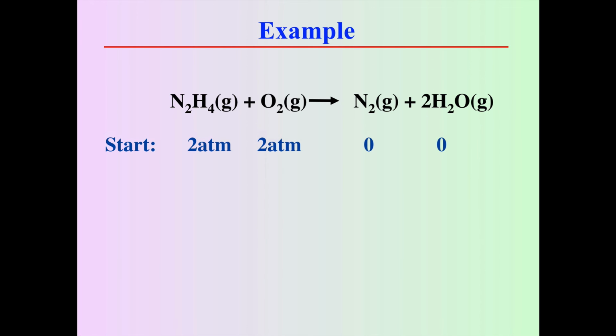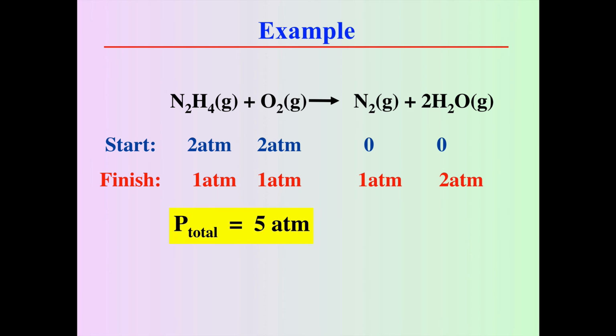If I'm starting with 2 atmospheres of each of these gases, and it's allowed to go 50% forward, I'm not using up those 2 atmospheres of gas. For every 1 atmosphere of oxygen, you're making 1 atmosphere of nitrogen and 2 atmospheres of water. So I'm only using up half the oxygen. The total pressure in the container would be the sum of the pressures. They're all in the container. So 1 atmosphere of the leftover dinitrogen tetrahydride, 1 atmosphere of leftover oxygen, plus the atmospheres of the products I produced. So the total pressure in the container is going to be 5 atmospheres.